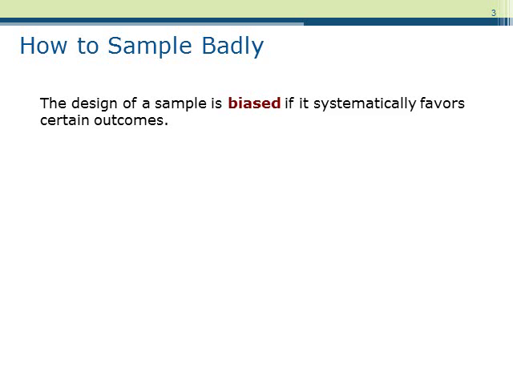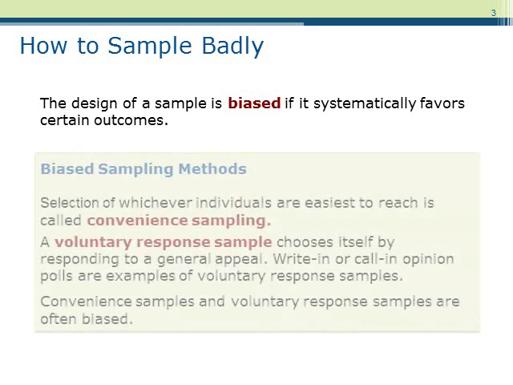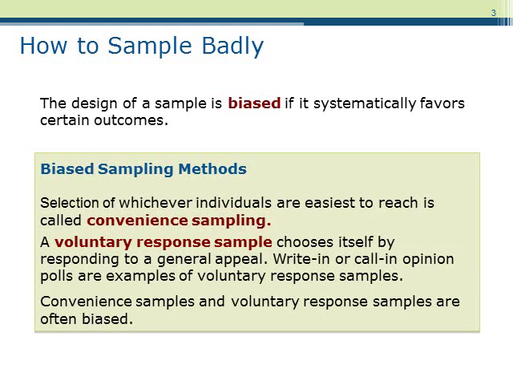Now, what distinguishes a good sampling method from a bad one is the presence of bias. Biased sampling methods systematically favor certain outcomes. Two common sampling methods that are typically biased are convenience samples and voluntary response samples. In a convenience sample, the researcher constructs the sample by choosing the individuals from the population that are easiest to reach. In a voluntary response sample, the individuals themselves decide whether or not they will be a part of the sample. Why do you think these sampling methods might be biased?